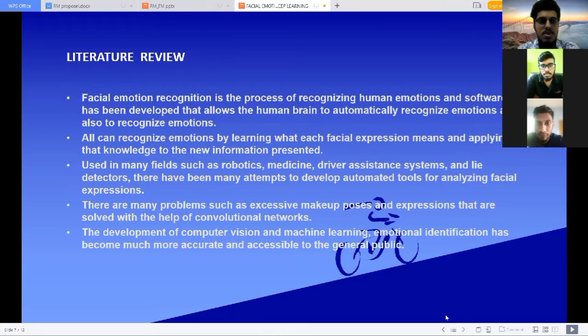Then the literature review. Facial emotion recognition is the process of recognizing human emotion, and software has been developed that allows the computer to automatically recognize emotion. It can recognize the emotion by learning what each facial expression means, applying the knowledge to new information presented. Used in many fields such as robotics, medicine, driver assistance systems, and lie detectors, there have been many attempts to develop automated tools for analyzing facial expression. There are many problems, such as assessing pose and expression, solved with the help of convolutional networks. With the development of computer vision and machine learning, emotion identification has become much more accurate and accessible to the general public.